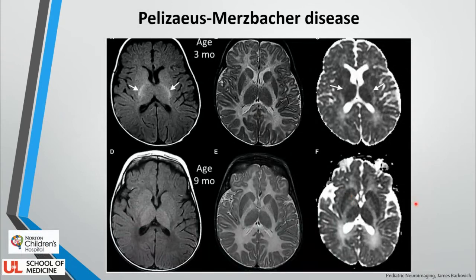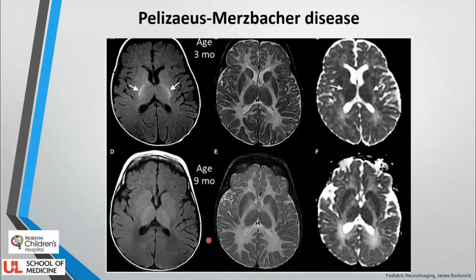These images show evolution of Pelizaeus-Merzbacher disease. Images on top in a 3-month-old child again show decreased myelination, seen as dark signal on this T1 weighted image and bright signal on T2 weighted image. There is some myelination seen in the posterior limb of the internal capsule.